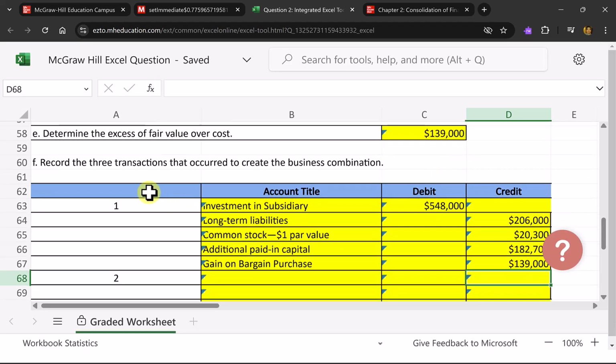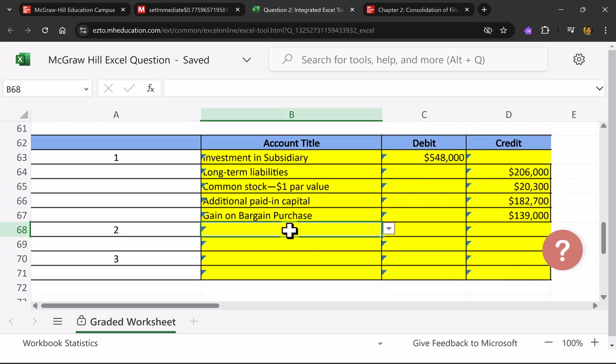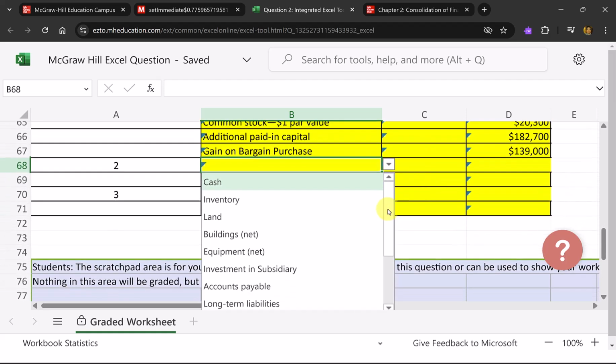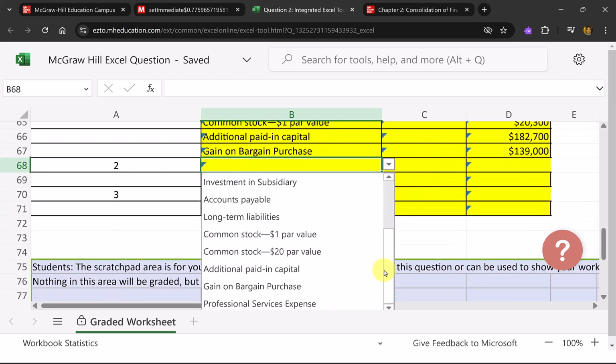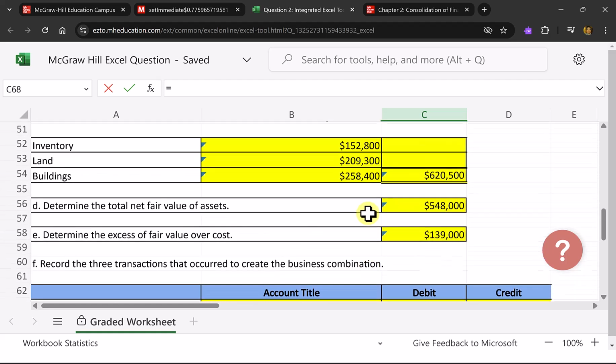Okay, so that's journal entry number 1, the acquisition of the sub's stock, and here everything we paid for it, including that bargain gain. The second entry is the professional fees we're incurring. That's going to be an expense, deducted right away. A professional service expense. Expenses are recorded with debits. So equals, let's go grab the amount above here.